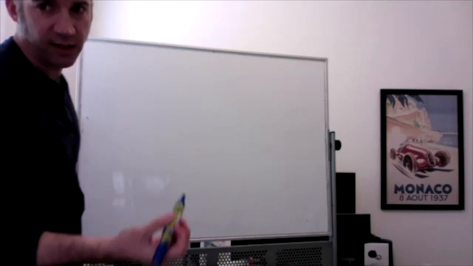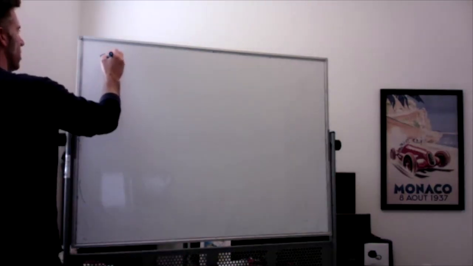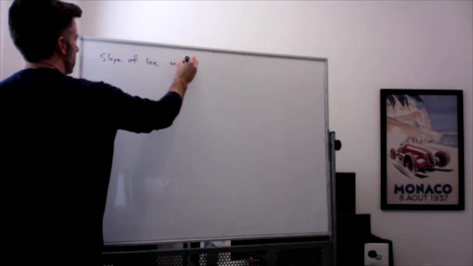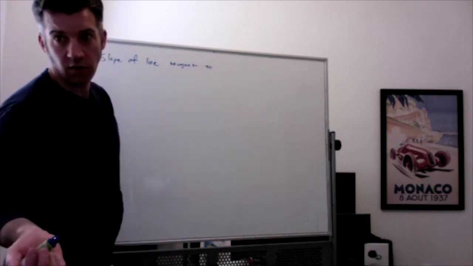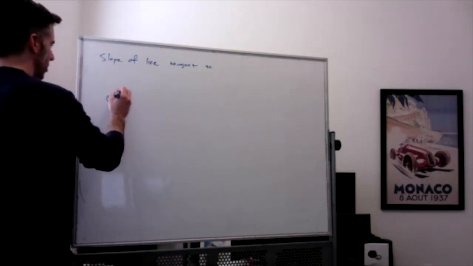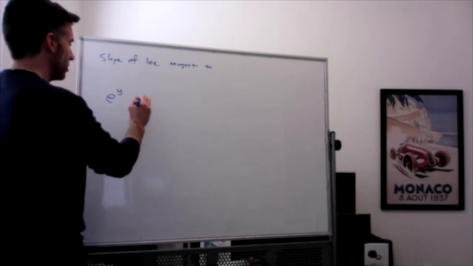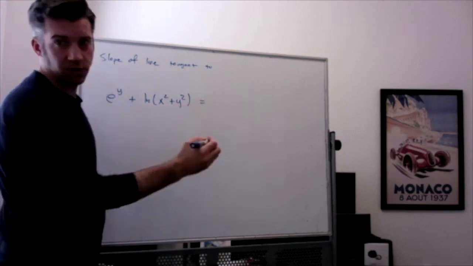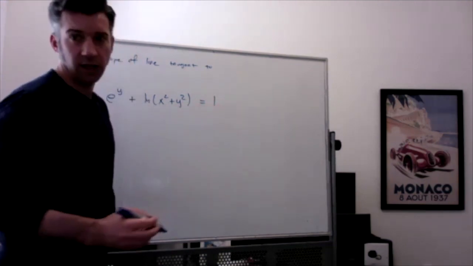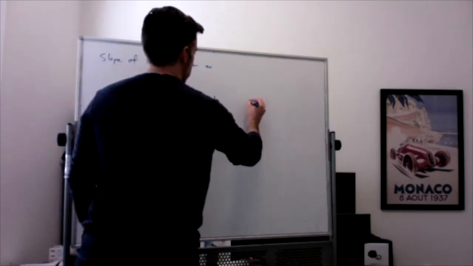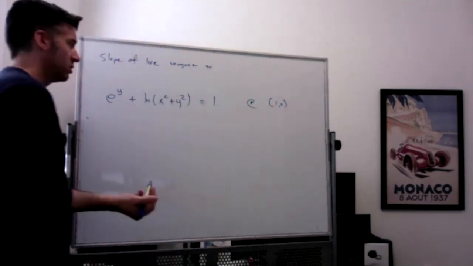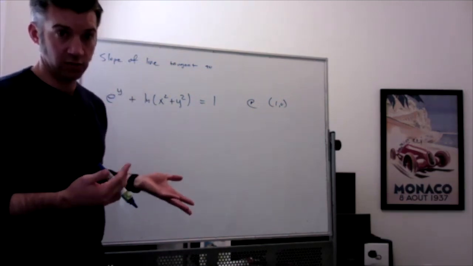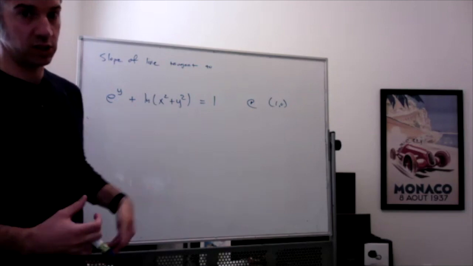Find the slope of the line tangent to the graph of e to the y plus the natural log of x squared plus y squared equal to 1 at the point (1, 0). So hopefully everyone sees this and immediately thinks implicit differentiation. This is screaming implicit differentiation.